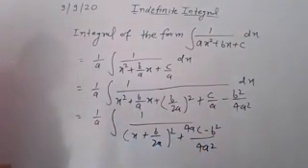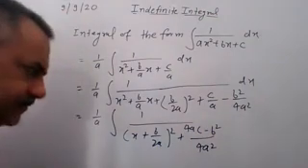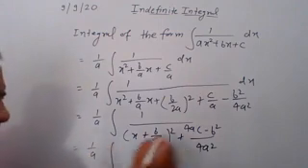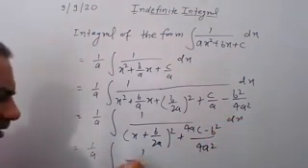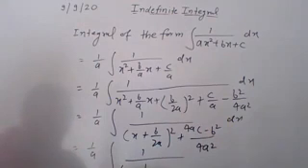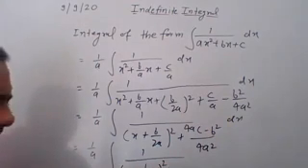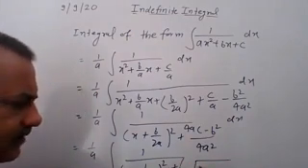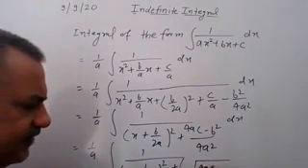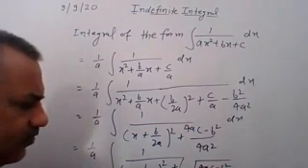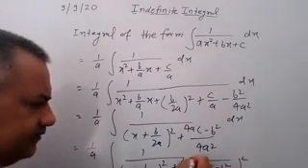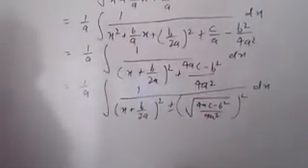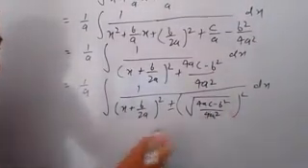4ac minus b square, you can write in this way. And that complete result can also be written as 1 upon a integration dx upon x plus b by 2a whole square, plus minus the root of 4ac minus b square upon 4a square, whole square, dx. Means here you express your term as a perfect square also.